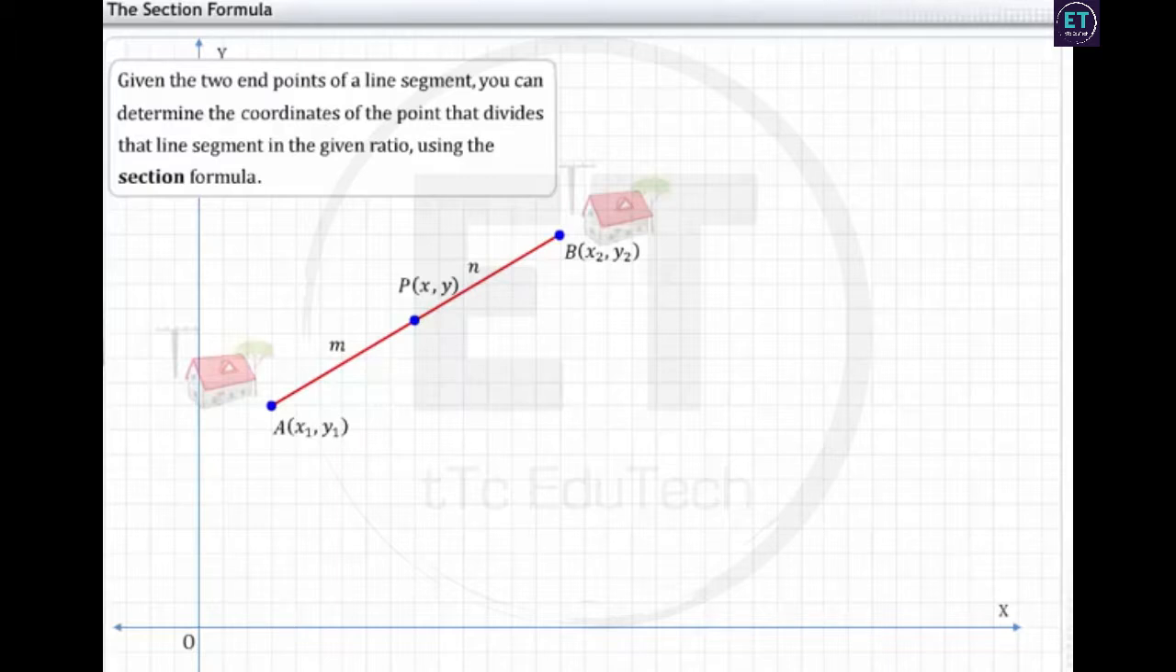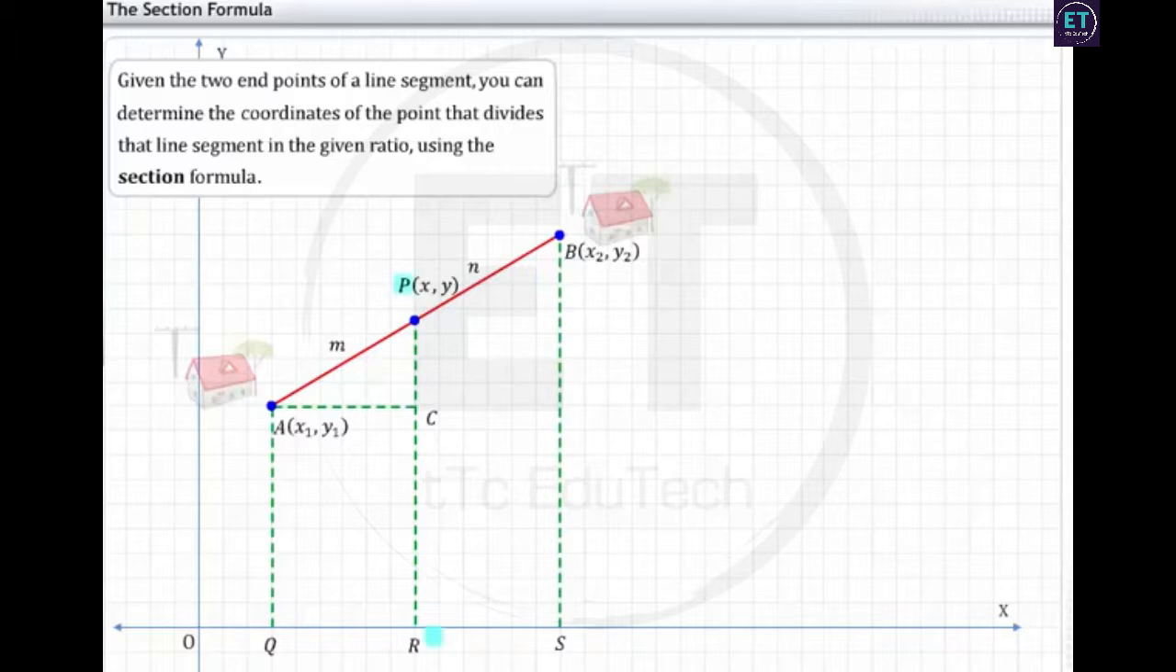Now, let's see how we can derive the formula to find the coordinates of point P. We need to find the x and y coordinates of point P using the values of m and n, and the coordinates of point A and B. First, we draw perpendiculars from points A, P, and B on the x-axis. The points where these perpendiculars intersect the x-axis are named Q, R, and S respectively. Then we draw AC perpendicular to PR and PD perpendicular to BS.